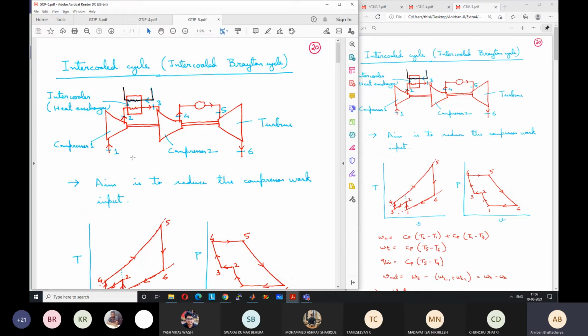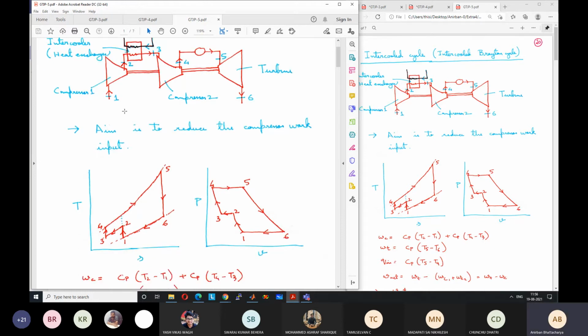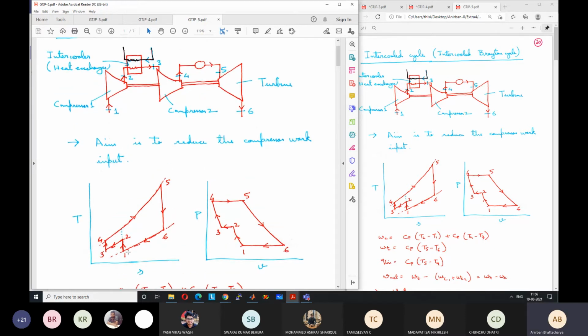Let us take a look at how this works. Here the idea is that the compression process is split into two processes. We have a first compressor, which is the low pressure compressor. There the compression occurs from P1 to P2; we are not doing the entire compression in the first compressor, we are going to some intermediate pressure P2.